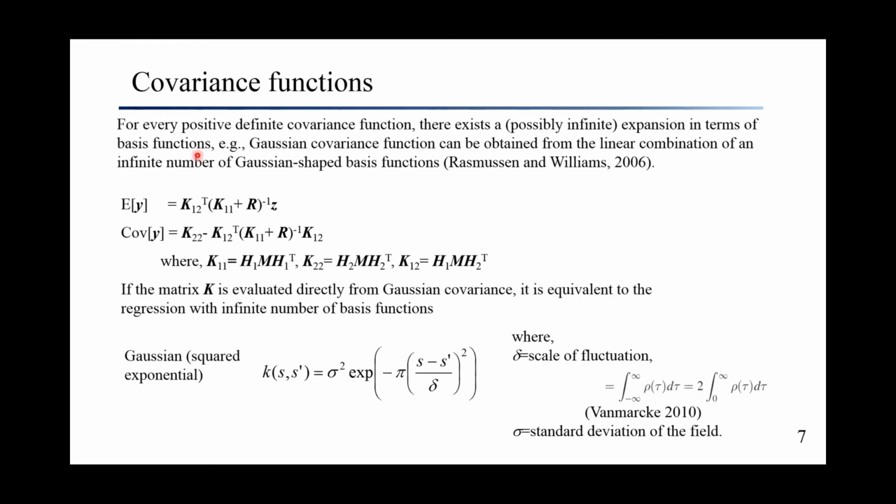For every positive definite covariance function, there possibly exists an infinite expansion in terms of basis functions. For example, a Gaussian covariance function can be obtained from the linear combination of an infinite number of Gaussian-shaped basis functions. I took this sentence from the textbook by Rasmussen and Williams. Again, this is the equation for the estimation of the mean value and the covariance matrix. If the covariance matrix K is evaluated directly from the Gaussian covariance, it is equivalent to regression with an infinite number of basis functions.